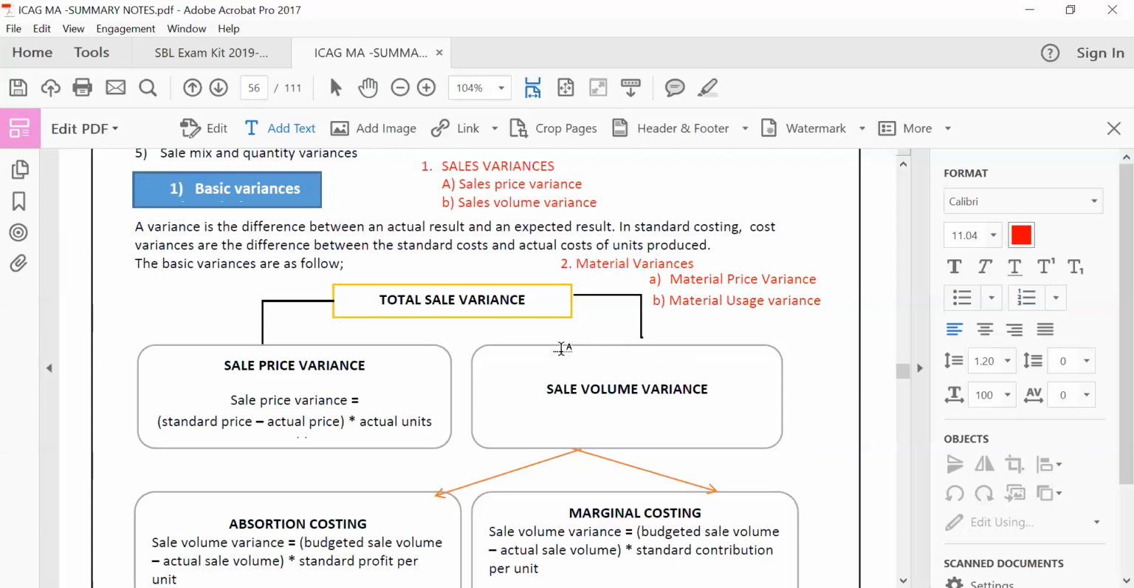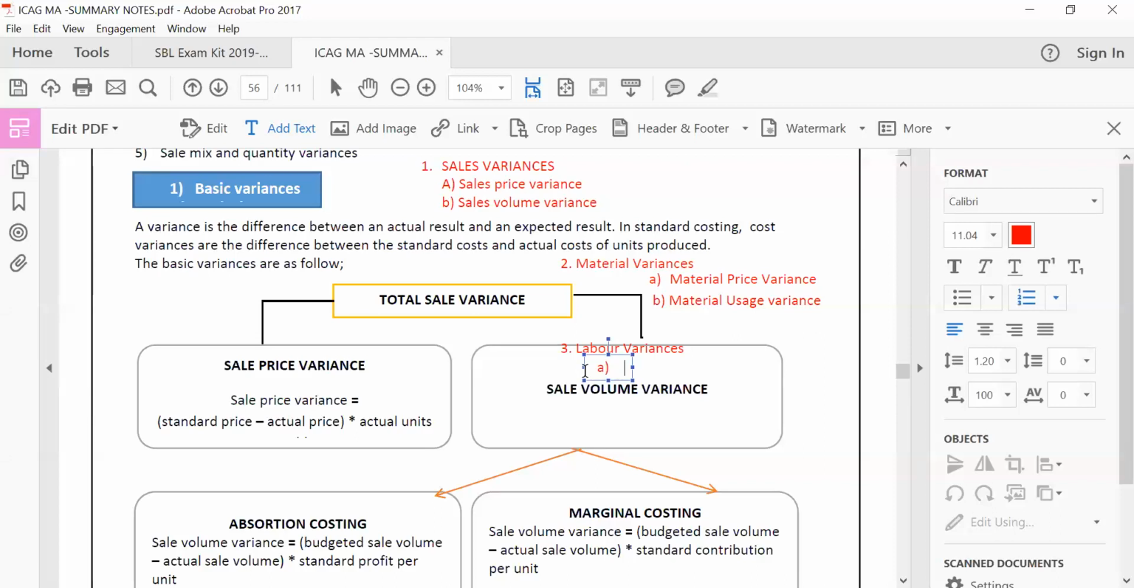With labor variances, let me just do that. So the next one is labor variances. These are the types of variance. I just want you to see what is happening. Not doing any massive work, just want you to see what is happening.